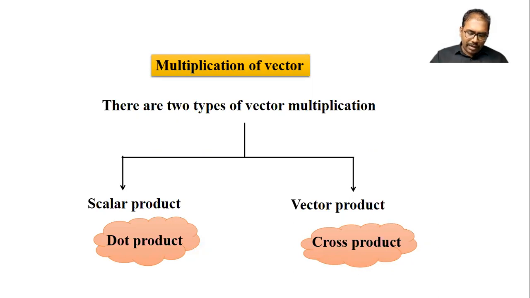The scalar product we represent by a dot, so it is also called the dot product. For example, the scalar product we can represent by A bar dot B bar. The vector product we can represent as A bar cross B bar, so it is called the cross product. Now we have to see in detail what the dot product and the cross product are. Remember, maximum problems of your textbook are based on this multiplication of vectors, so remember this article very well.